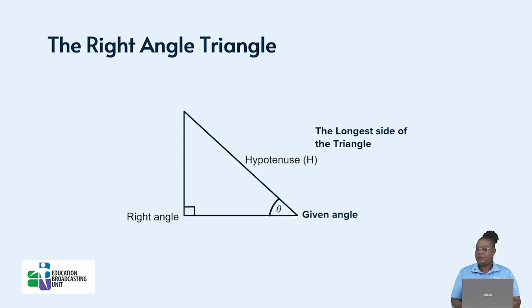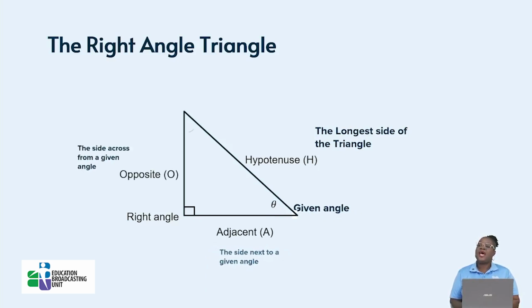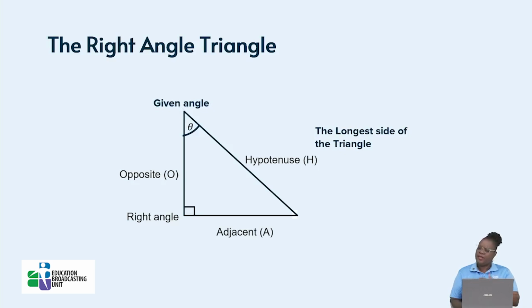When given an angle, the adjacent is the side next to the given angle, and the opposite is the side across from the given angle. But if the given angle has changed, then the opposite and adjacent also change. Remember, the adjacent is the side next to the given angle, and the opposite is the side across from the given angle.